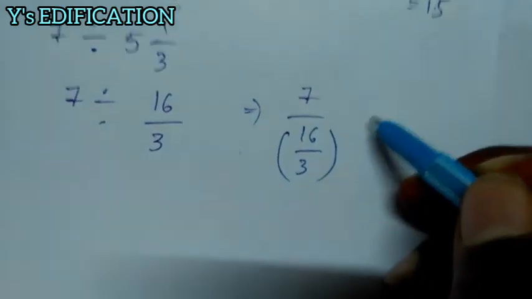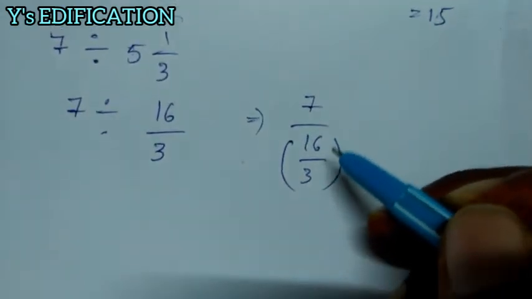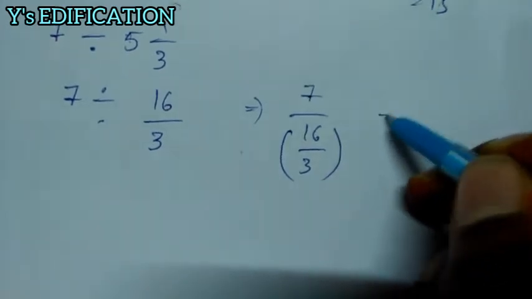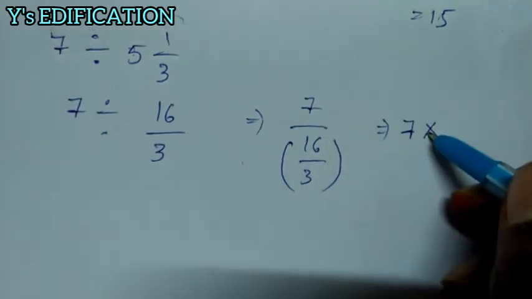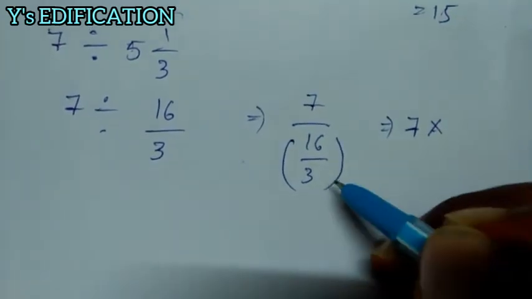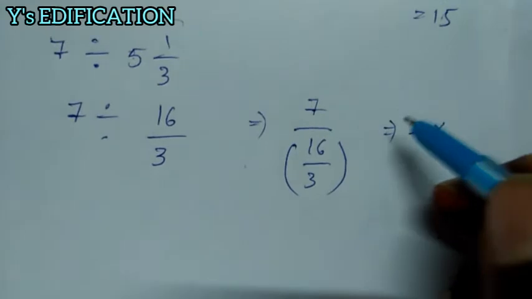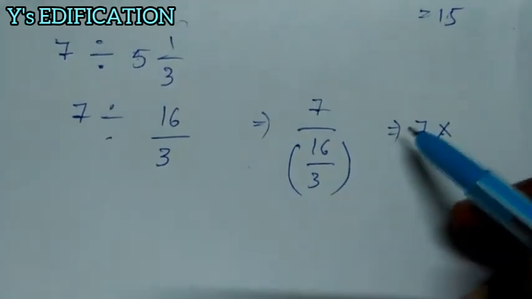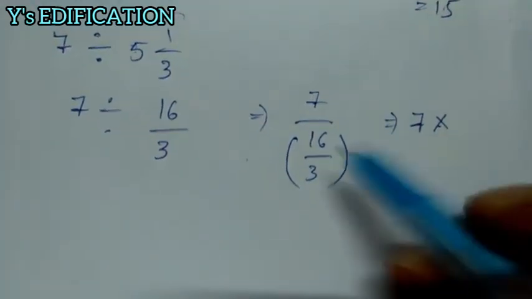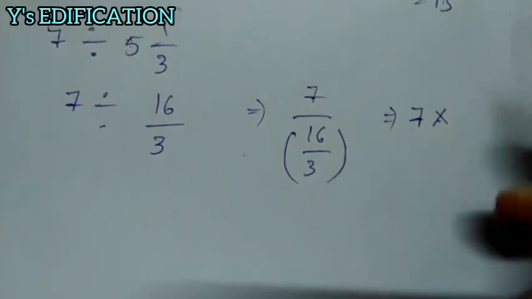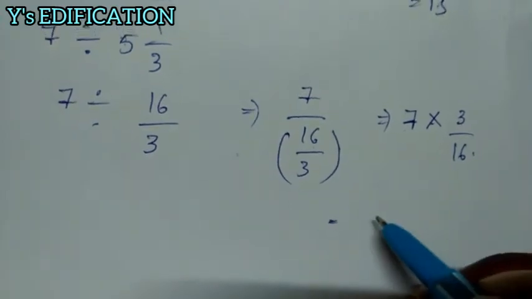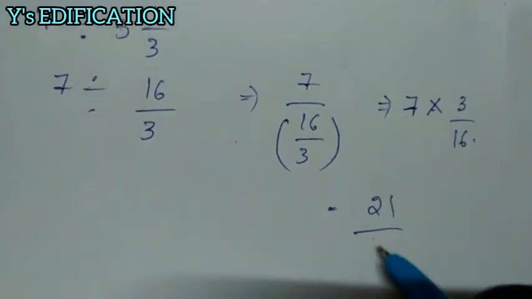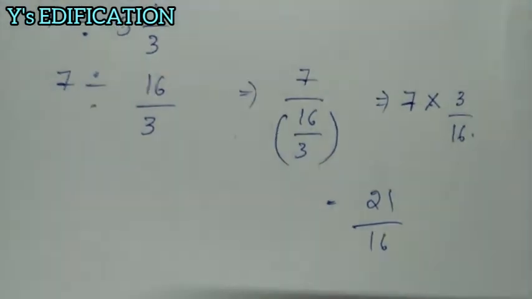Okay, now I will change the denominator to the numerator. How will I change? With multiplication. Now that division will become multiplication when the denominator is reciprocated. So 7 into, here the denominator is 16 by 3, so it will become 3 by 16. So what is 7 into 3? 7 into 3 is 21 by 16. So 21 by 16 is the answer. Got it? Let us do one more one.